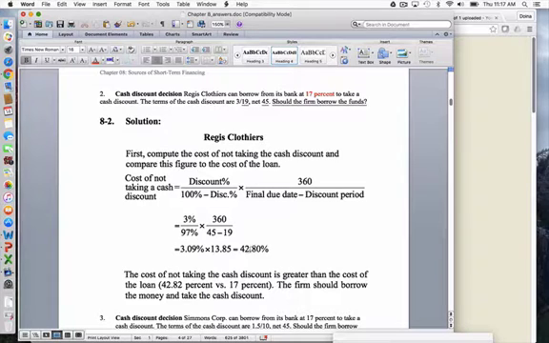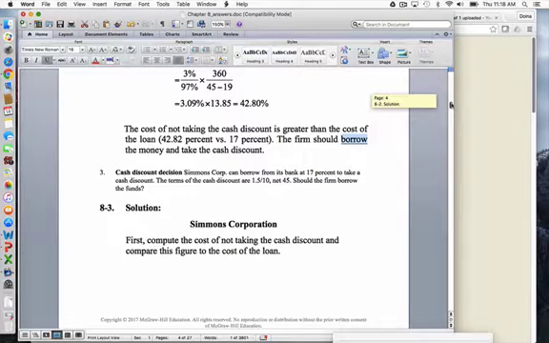So in this case, you are better off borrowing at 17% and taking this cash discount. Don't pass it because the penalty is pretty high. And this is what it says here: the business should borrow and take the cash discount. And the next application is exactly the same idea, but with different numbers. So I trust you can work on this one on your own, and maybe I'm going to assign more for this topic.